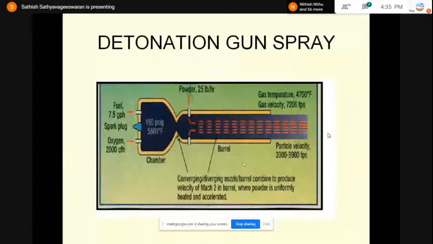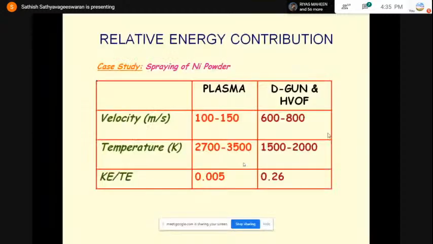Maybe the velocity involved in this process will be slightly higher than that of the previous process. Moreover, the porosity involved in this process is very low, because the velocity involved is very high. The interaction of the molten particle with the environment will be highly restricted, and as a result, you can end up with a porosity even less than 1%. That is the major advantage of the detonation gun spraying technique when compared with all the other techniques.